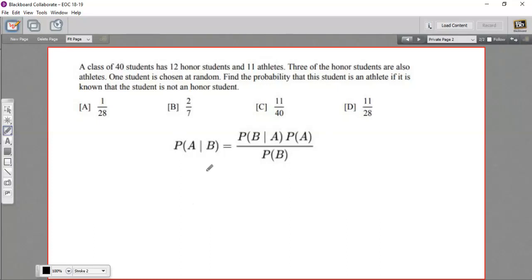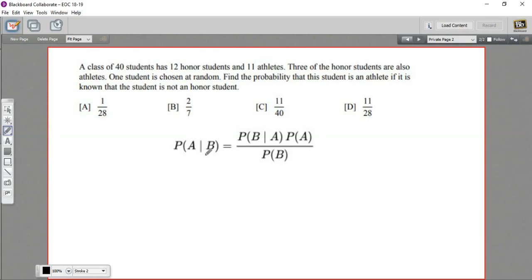In this problem, we are being asked to use Bayes' theorem to calculate a conditional probability. So you see this notation here. This means the probability of A given that B is true. And that's what Bayes' theorem does. It calculates these conditional probabilities. If B is true, what's the probability of A?